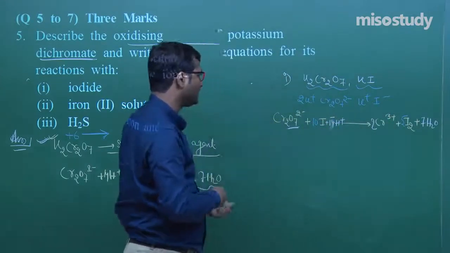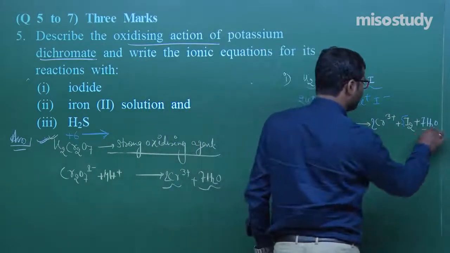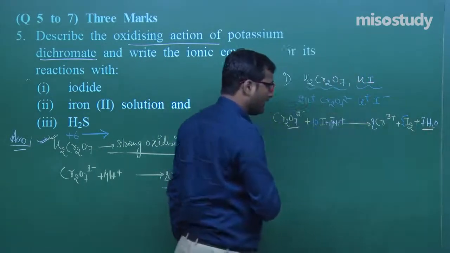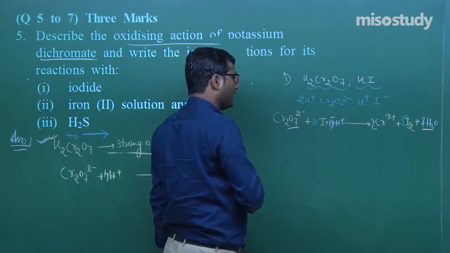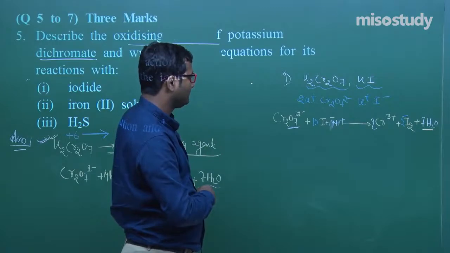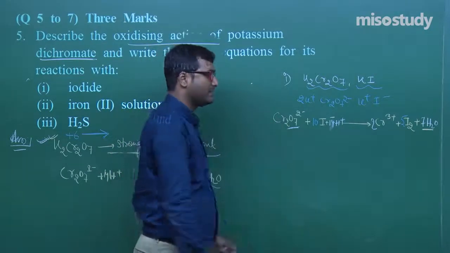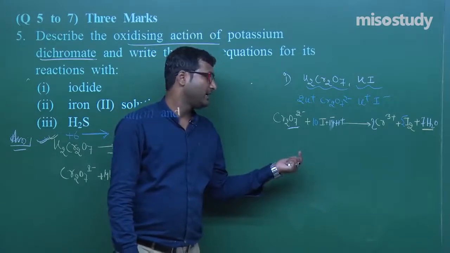Now check things here: chromium 2, 7H2O gives 14 hydrogens, clear, and 7 oxygens, okay, 10I- and 5I2. This is the balanced equation. I have discussed this in my lecture also.